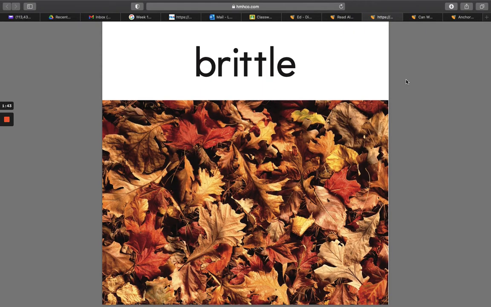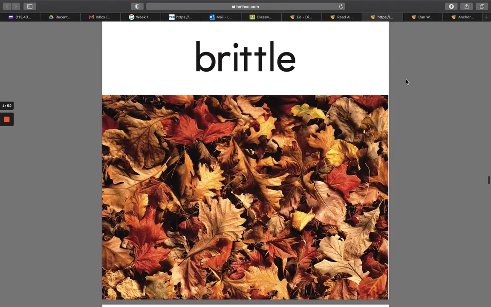Brittle. Say brittle. If something is brittle, it's easy to break. So our leaves in our picture right here are brittle. When we step on leaves like this, we can hear them crunch. They're brittle.